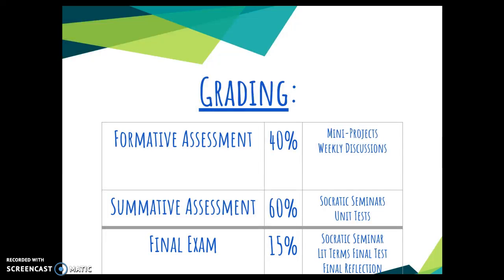The English department is operating on a weighted grade system as of last school year, and in World Lit, this will be divided into formative assessments, worth 40%, and summative assessments worth 60%. Formative assessments include your mini projects and weekly discussions in Canvas, and summative assessments include Socratic seminars and unit tests. The final exam package is worth 15% of the grade and includes a Socratic seminar, lit terms final test, and final reflection.